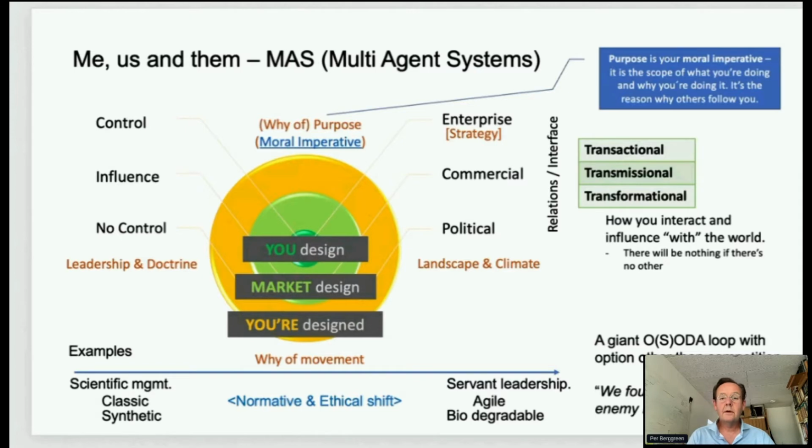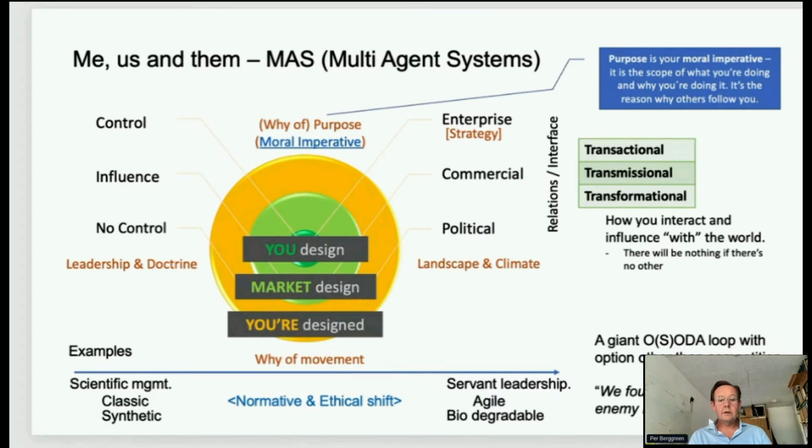And then we have on the right side the relations and the interface. This is how we not only interact but also influence other agents or other people or other organizations. The important thing to remember, at least I think, is that we may say that organizations are interacting, but it will always be on a person-to-person level. It is never an entire organization that interacts with another organization.